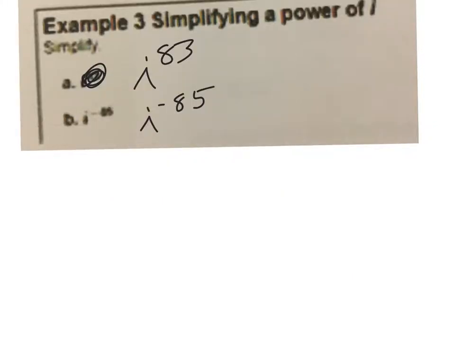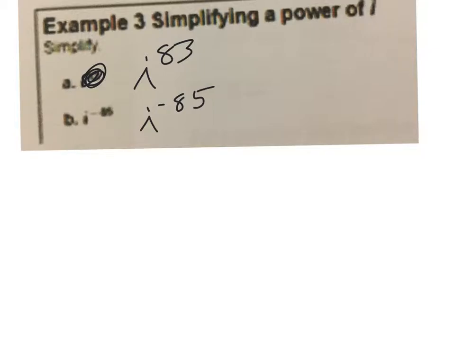If I've got i to the 83rd power, what does that simplify to be? We could keep writing that pattern over and over until you get all the way to 83. No, you're not going to do that. That'd be awful, but that's one way you could do it. Is it i? How did you get i?